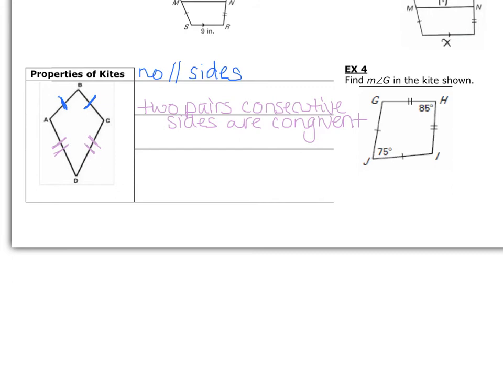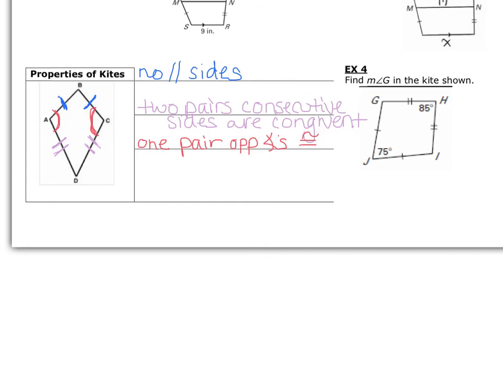Alrighty. The next thing that a kite has, it has 1 pair of opposite angles congruent. Now, the angles that are congruent in the kite are the ones that are closest together. Another way to look at it is the angles that are congruent are the ones that are in between the sides that are different lengths. All right, so like here, these angles are congruent to one another. Angle C and angle A are congruent to each other.